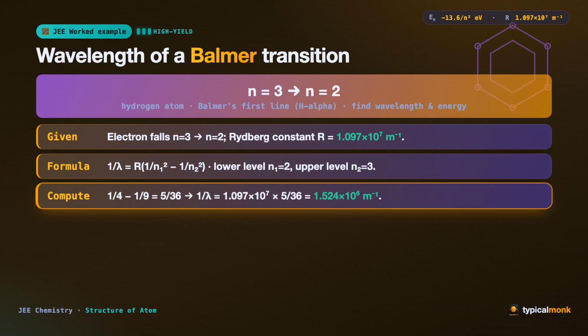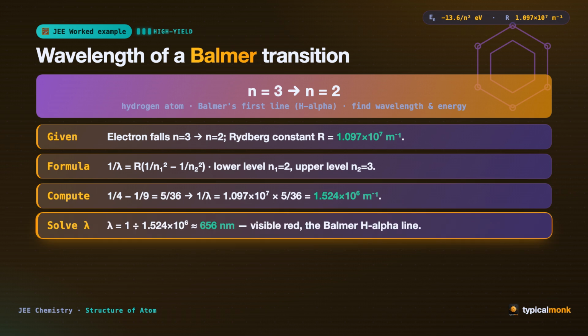Step 3. Compute the bracket. 1 over 4 minus 1 over 9 is 5 over 36. So 1 over lambda equals 1.097 × 10^7 times 5 over 36, which comes to 1.524 × 10^6 per meter. Step 4. Solve for lambda. Flip that number over and lambda comes to about 656 nanometers. Visible red light, exactly the Balmer H-alpha line.